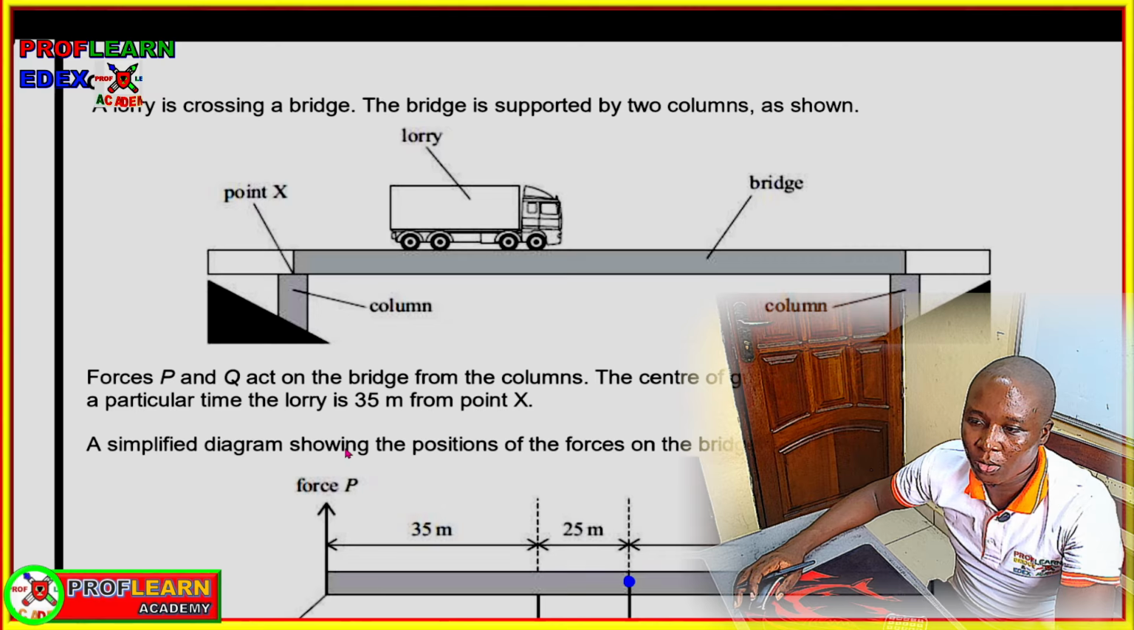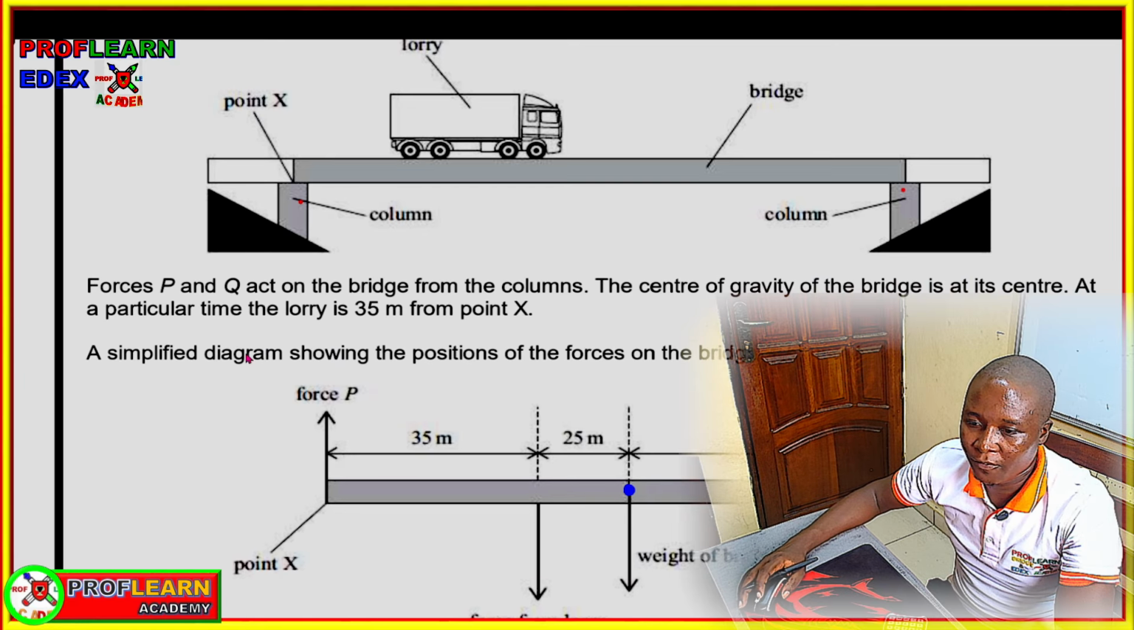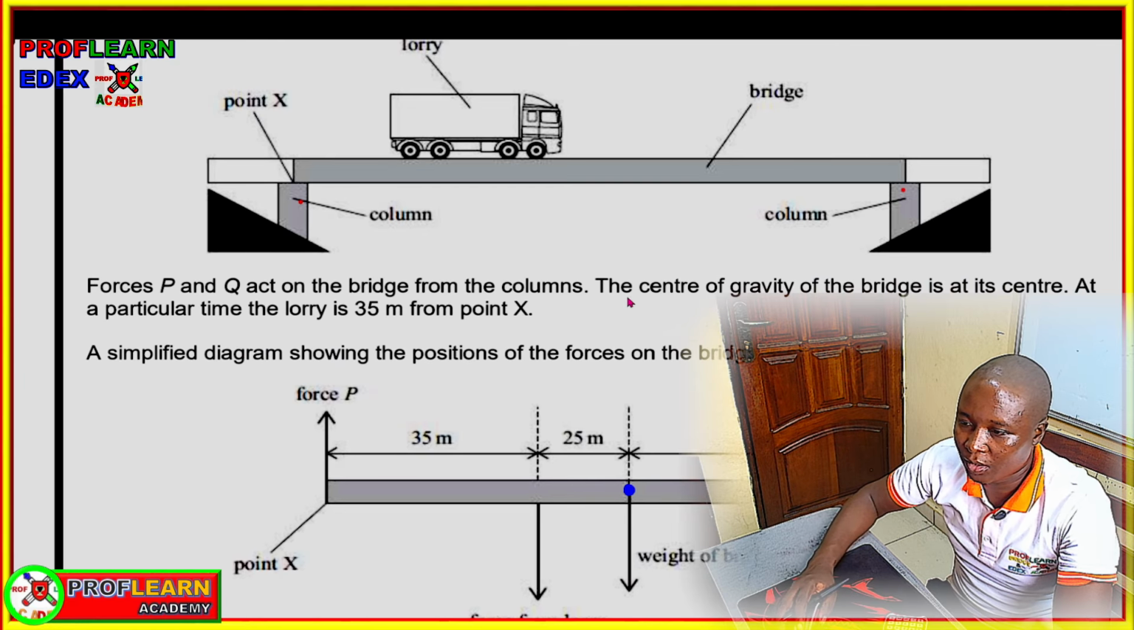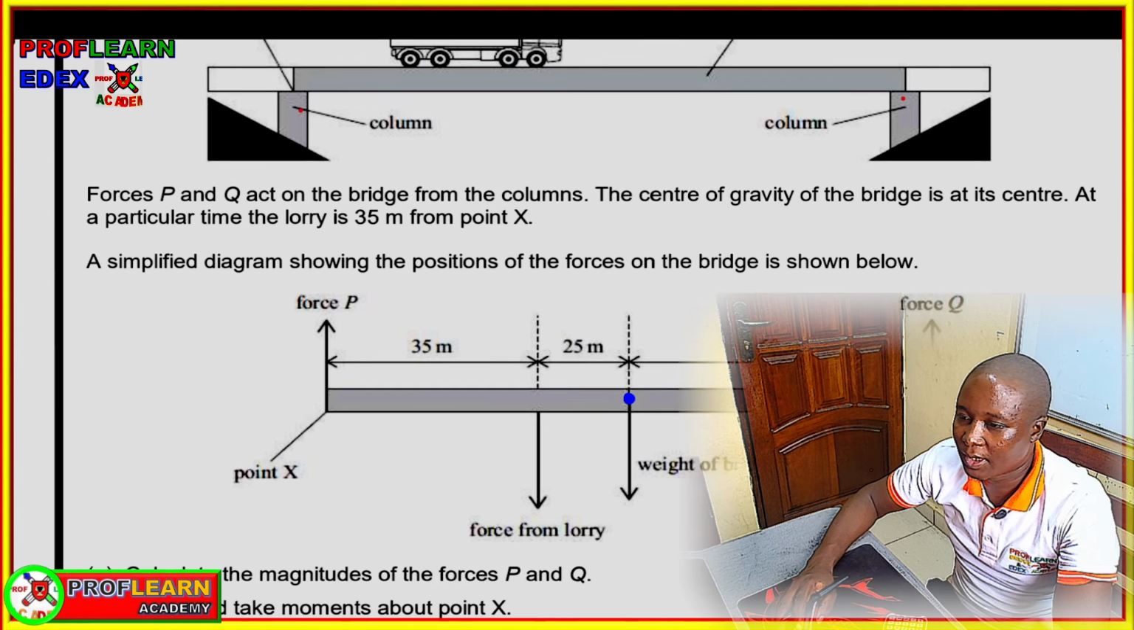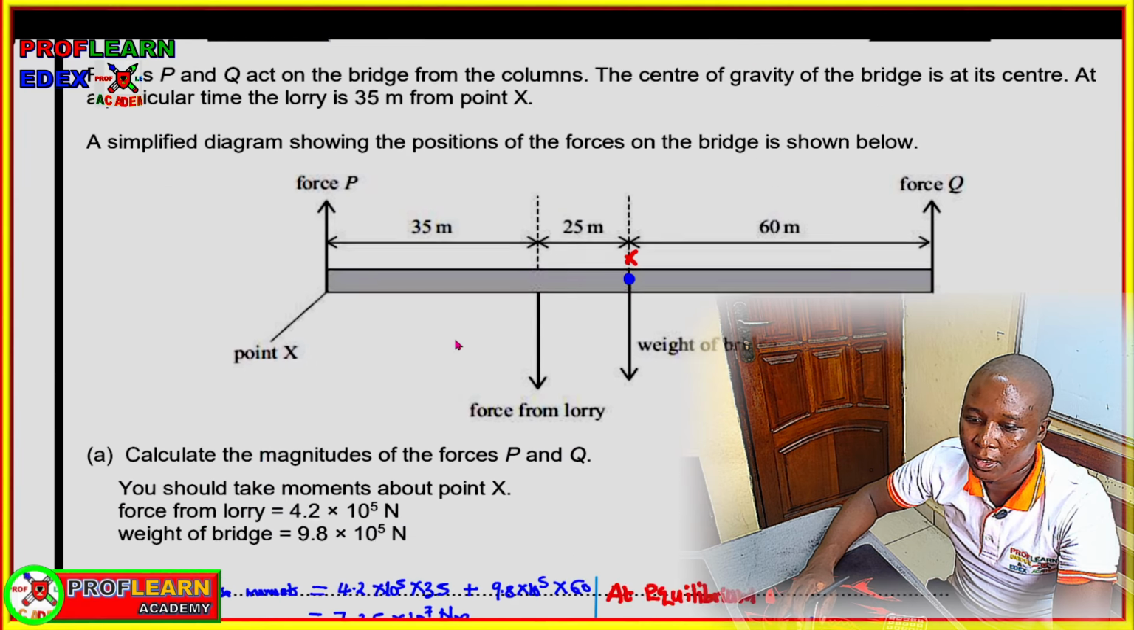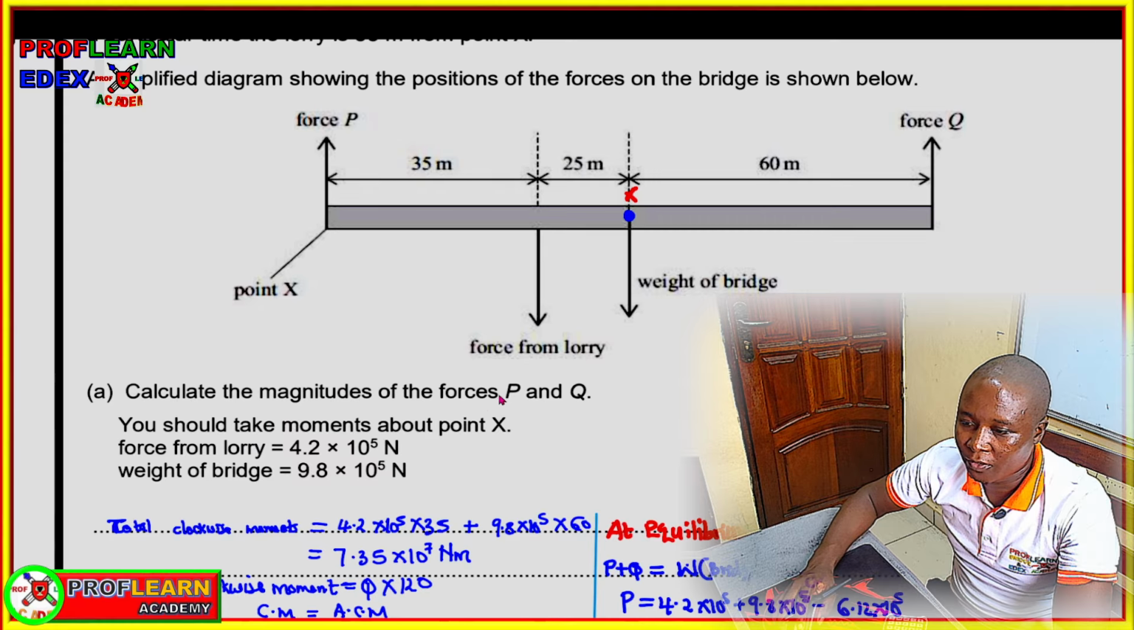Here we are told about a lorry that is crossing a bridge, and the bridge is supported by 2 columns as shown here, column 1 and column 2, and then forces P and Q act on the bridge from the columns as shown on this diagram. The bridge has its center at X. Now calculate the magnitude of the forces P and Q, and you should take moments about X.